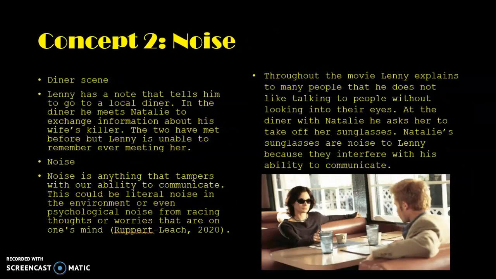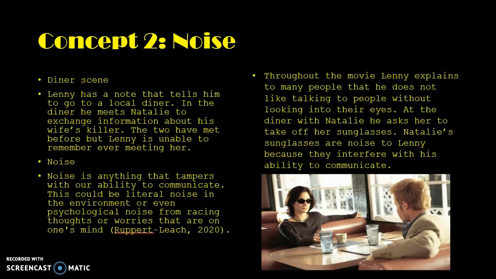Concept number 2 is about noise. This movie is so interesting because we have so many different things influencing the communication process. One of those things is that Lenny, whenever he talks to people, has to be looking them in the eye. He doesn't talk to people on the phone. In this diner scene with Natalie, whenever he's talking with her, he asks her to take off her sunglasses because he cannot effectively communicate while he can't see her eyes.